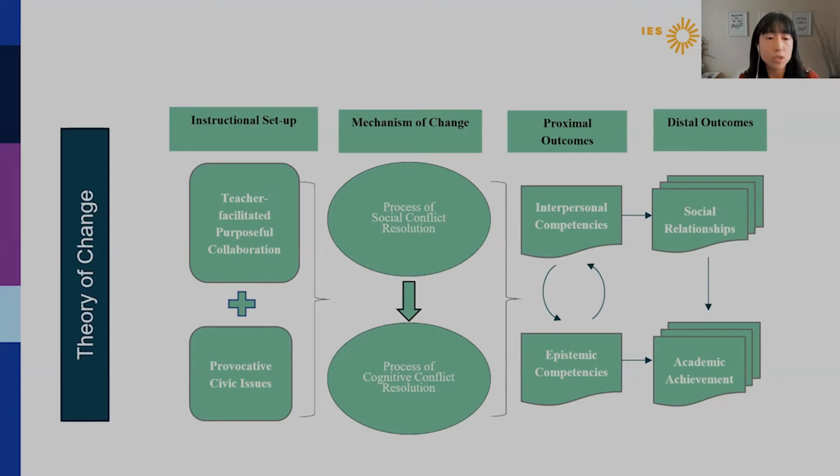So what do we mean by a social constructive approach? This theory of change explains that. We are designing this curriculum such that the classrooms are set up with provocative social issues, civic issues, and in a very collaborative and egalitarian social structure. And with this setup, students are experiencing social conflicts with each other by noticing that everyone could have different opinions and background understandings of a social issue. And through the process of resolving the cognitive conflicts and the social conflicts, we anticipate students' interpersonal competencies and epistemic competencies to develop across time.